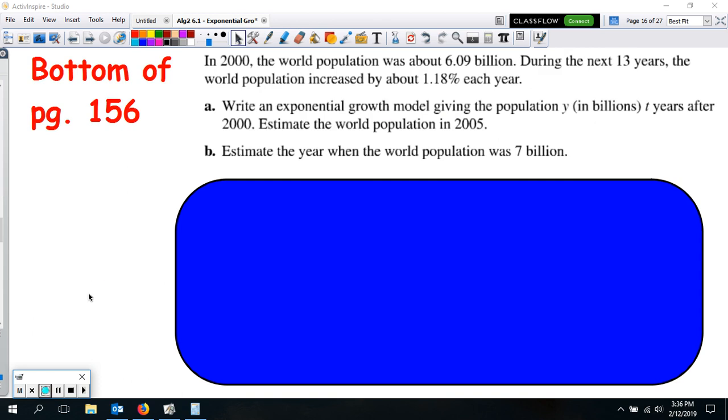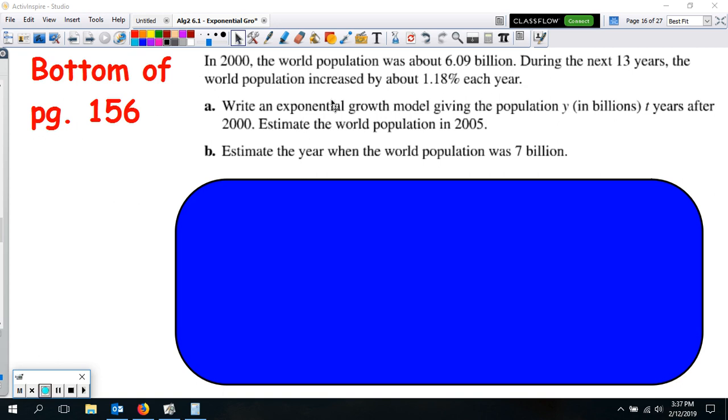Okay, so I'm going to have you put this problem here at the bottom of 156. So this is a population problem. In 2000, and you can copy down this information here, just the problem, you want to write that down. In 2000, the world population was 6.09 billion. And during the next 13 years, the world population increased by 1.18% each year.